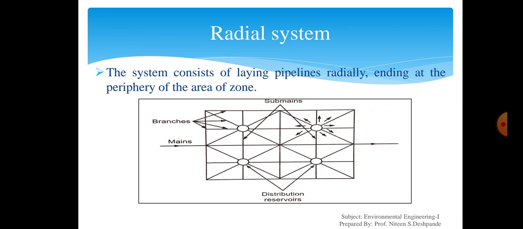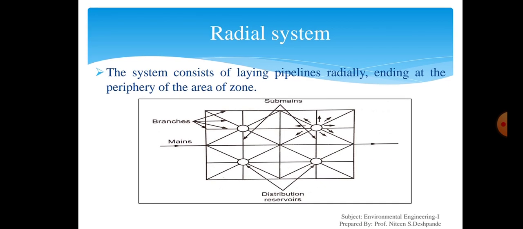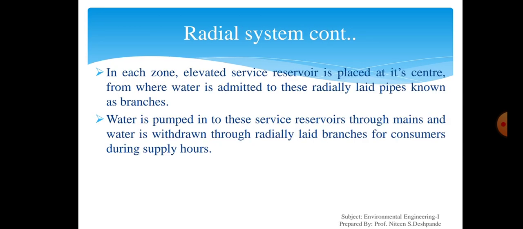Now the last type of system is the radial system. The system consists of laying the pipelines radially ending at the periphery of the area of the zone. In the diagram you can see the pipelines placed radially ending at the periphery of the area of the zone. In each zone, an elevated service reservoir is placed at its center.